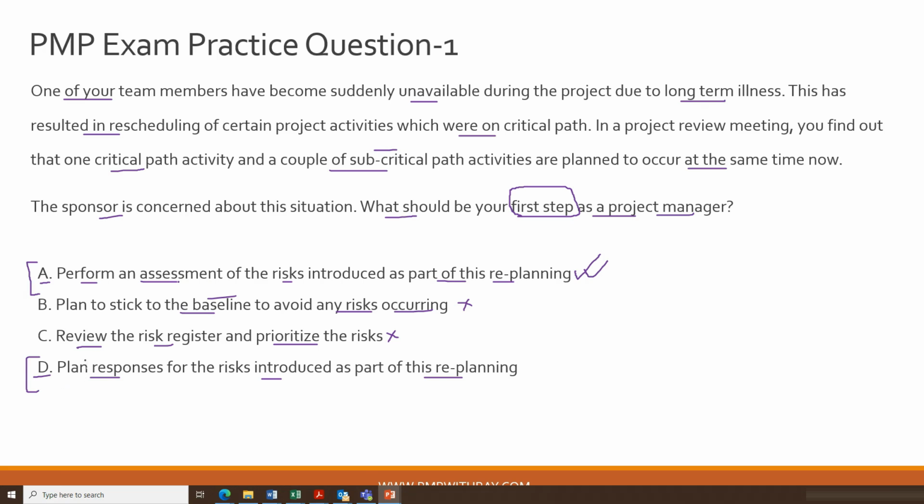Okay, why is plan risk responses incorrect? This is because it is jumping steps and it is suggesting that you plan responses even before you do an assessment. Okay, so that is not according to the PMBOK guideline. So that is why the correct answer to this question is option A, which is to perform an assessment of the risks introduced as a part of this replanning.